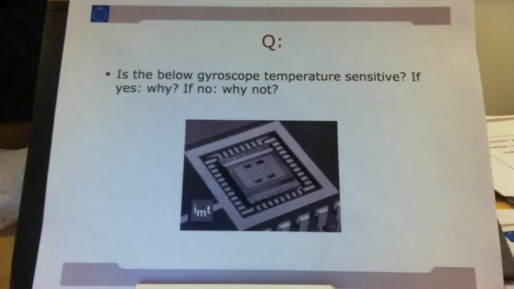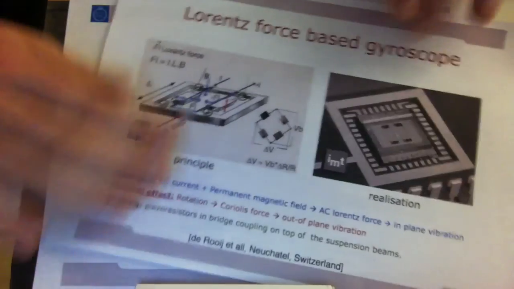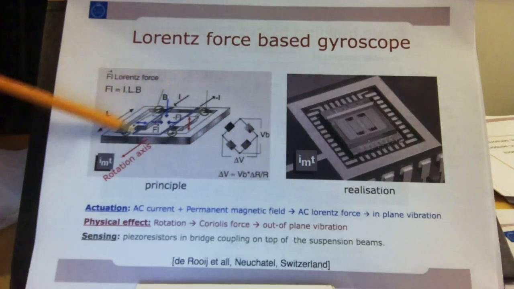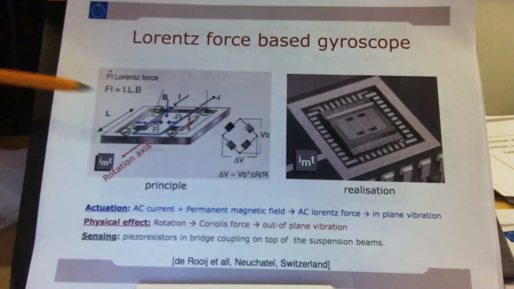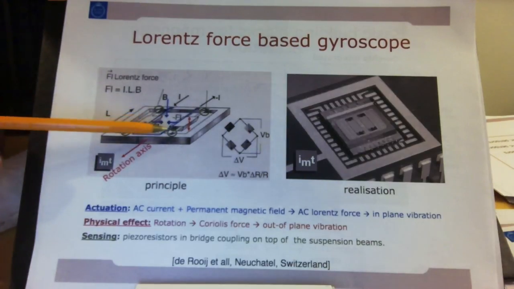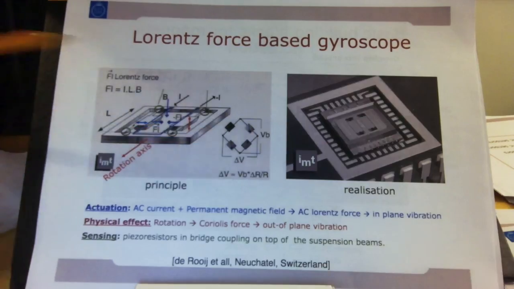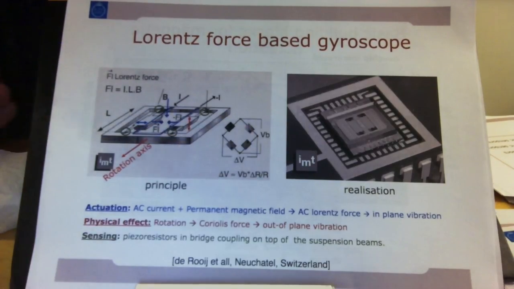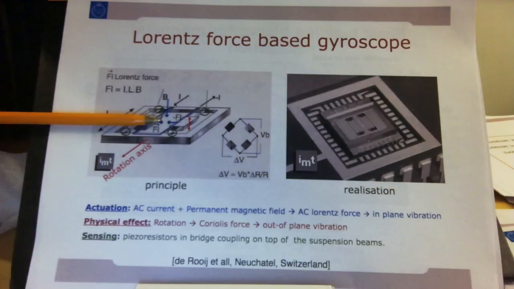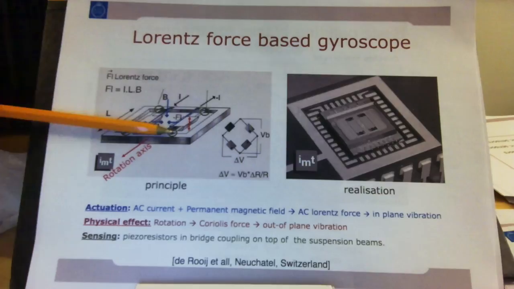Well, the answer to the question is the following. What are the principles we're using? We're using an AC current, we're using a magnetic field, then we're using a Coriolis force, we're using strain gauges, and we're using a Wheatstone bridge. And now we can see which of these principles are temperature dependent. Well, the electrical current is not temperature dependent, the magnetic field is not temperature dependent, the Coriolis force is not temperature dependent.